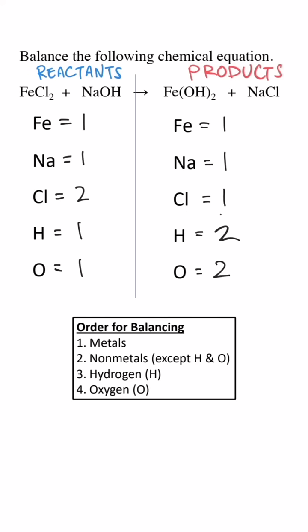Now let's start balancing by changing the coefficients. Go in order from top of our list to bottom, and everything should balance out. The metals are already balanced, so we'll balance chloride. There's 2 on this side, but only 1 on the other side, so I'll change this coefficient here to 2. The 2 multiplies the formula by 2, so now there's 2 chloride and 2 sodium.